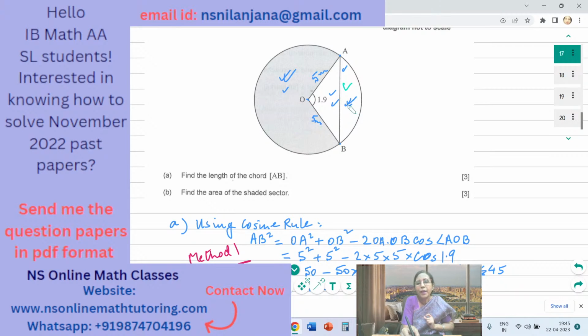You can find the area of the minor sector, and then the area of the entire circle is pi r square, minus this. Okay, let me just show you both the ways.